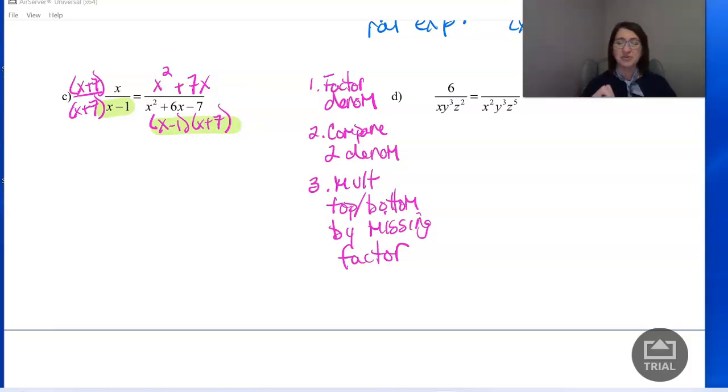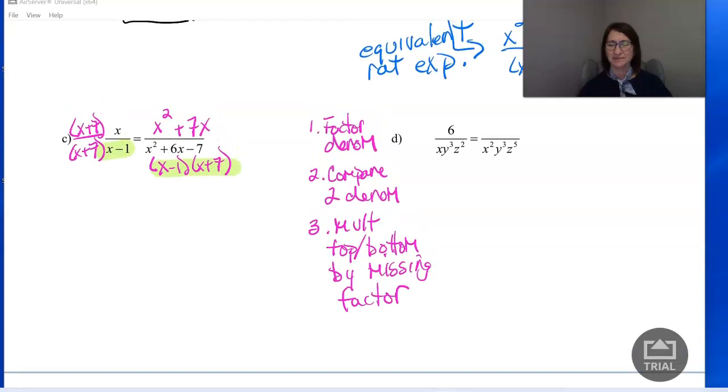All right, let's do D. So D, after all of this factoring, D doesn't have any factoring. All I'm going to multiply by are the missing factors. I still need to find my LCD. So my LCD is going to be x squared, y cubed, z to the 5th.